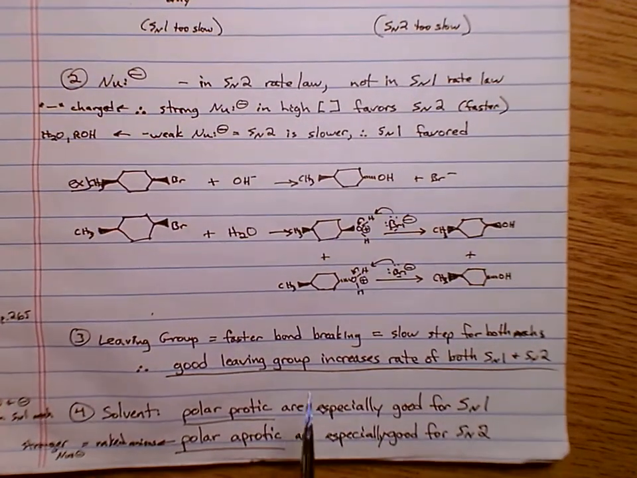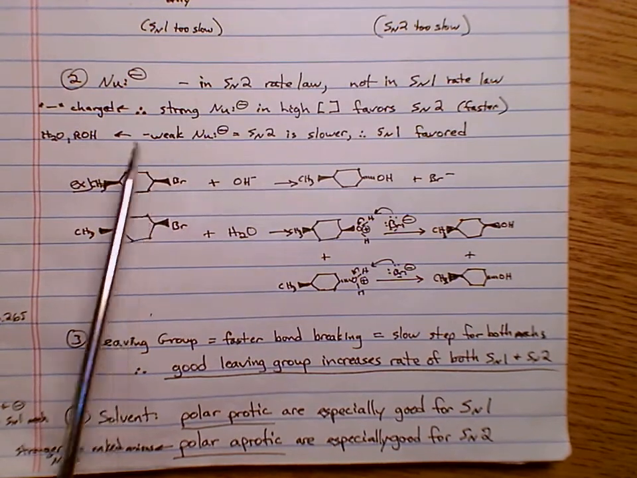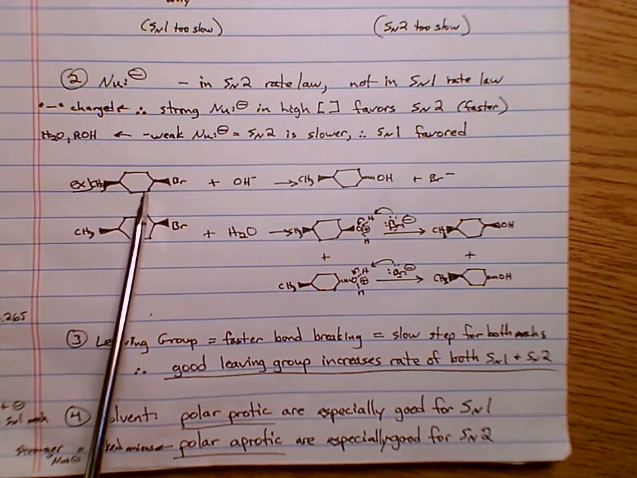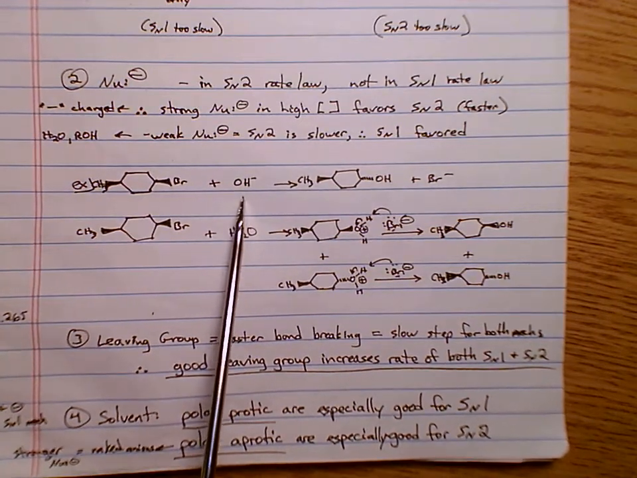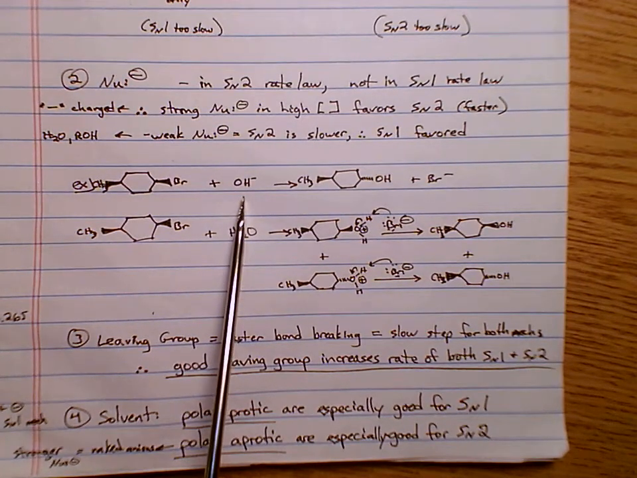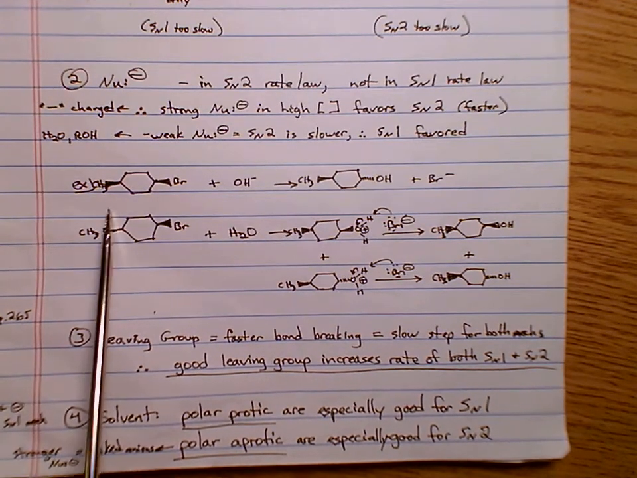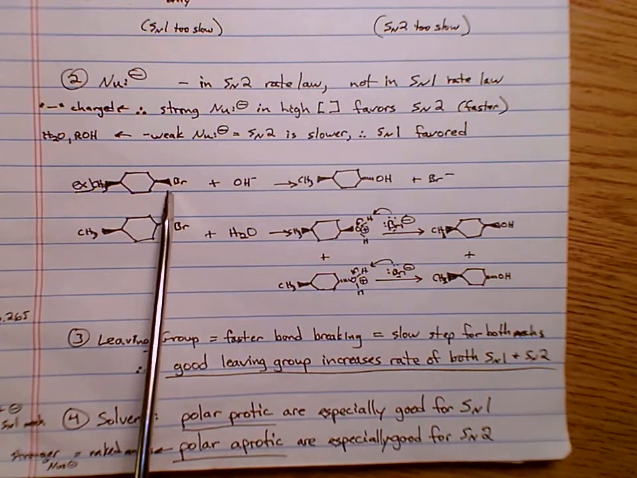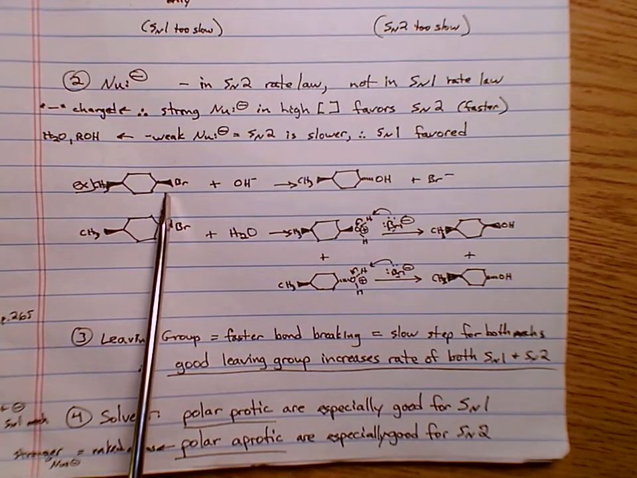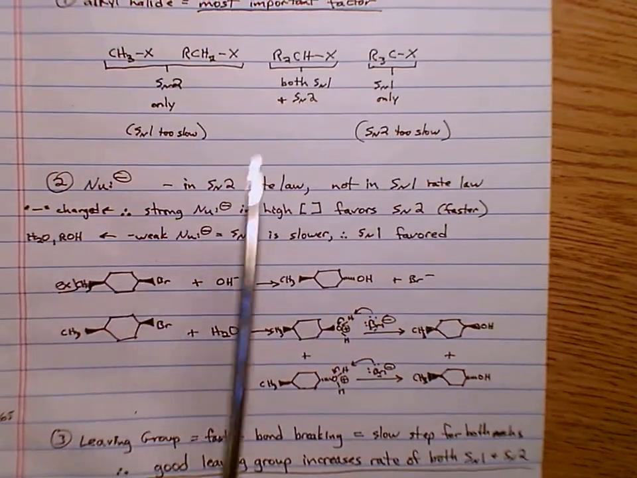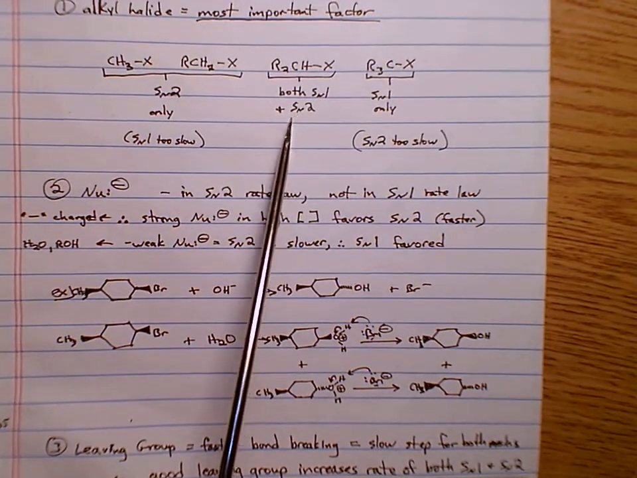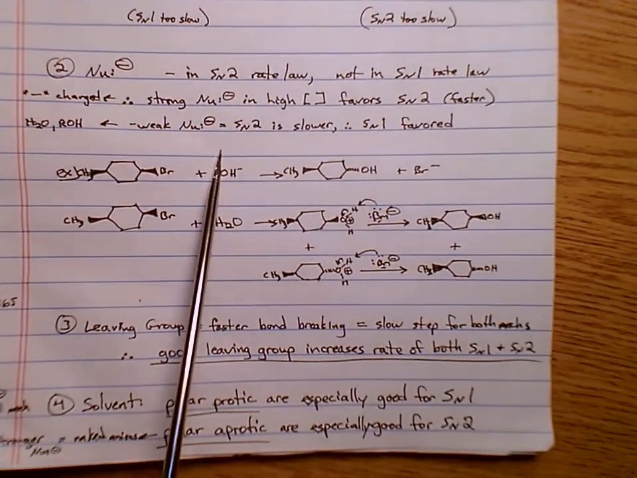For example, let's look at examples of this. Here we have our methylcyclohexane with a bromine on the opposite side, and we're reacting it with OH. So the question is, does this go via SN1 or SN2, and what would the product or products be? Well, we can see that this is a secondary alkyl halide. Both SN1 and SN2 are possible with secondary alkyl halides.